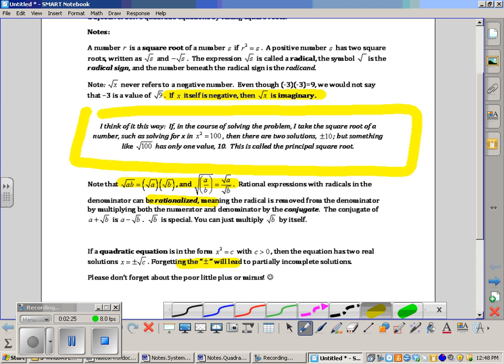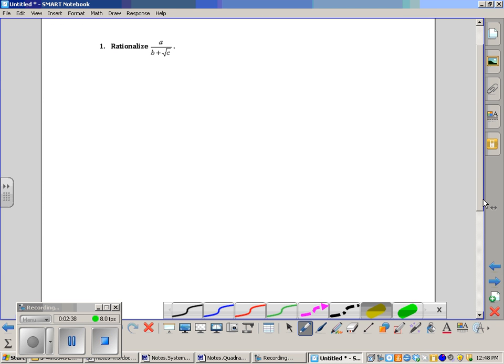You can read these sets of notes over, hit pause, and see what makes sense. You can put in questions into the video summarizer. And let's go right to number 1. So rationalize a divided by b plus square root c.